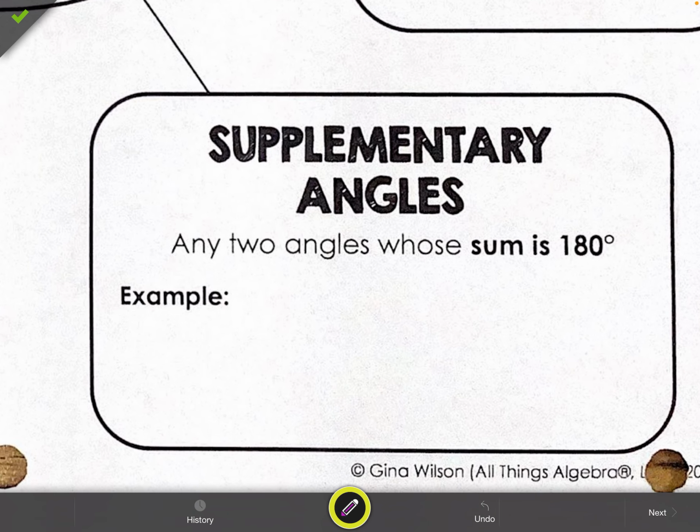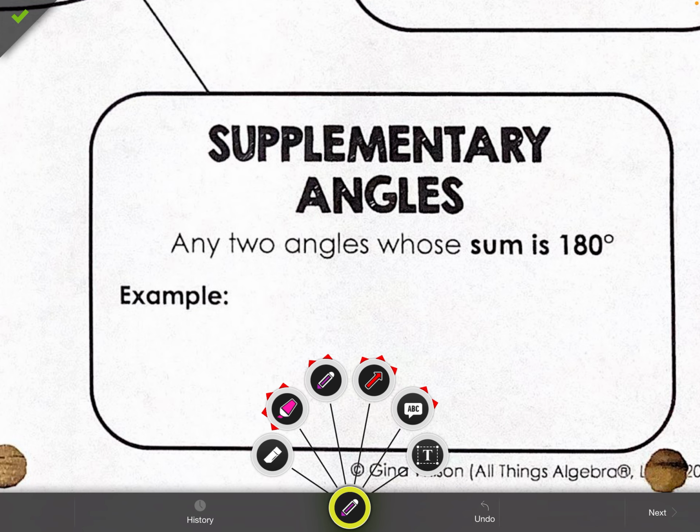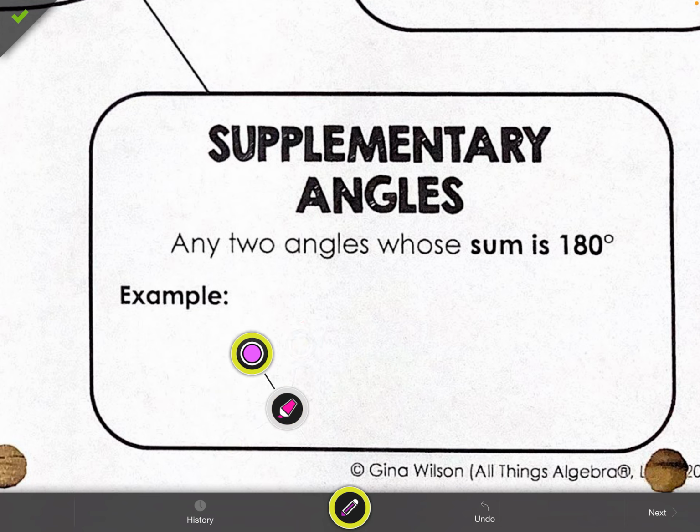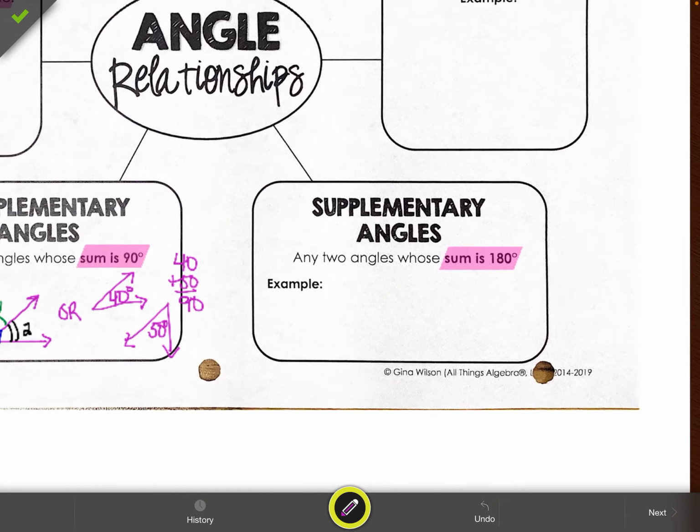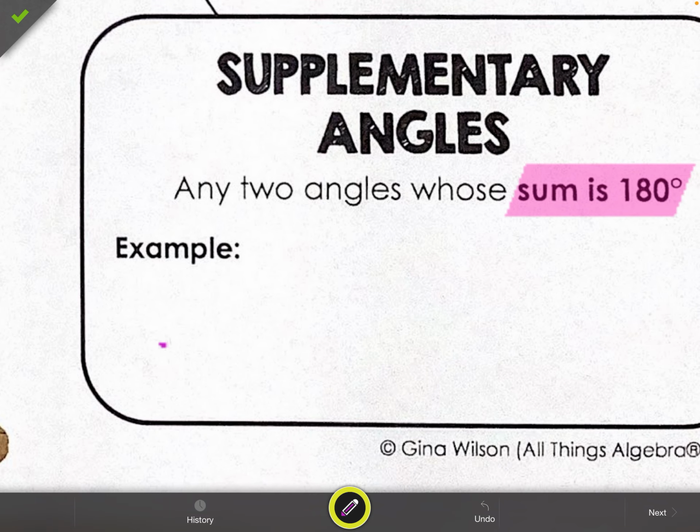Next, we're going to look at supplementary angles. Supplementary angles are any 2 angles whose sum is 180. Okay, so this time, instead of 90 degrees, it's 180 degrees. And again, 2 types of pictures that you can run across with this. So the first one, you can have adjacent angles again, meaning you're going to have two angles that are next to each other. Let's draw that.